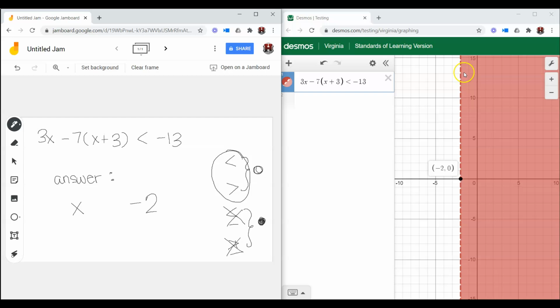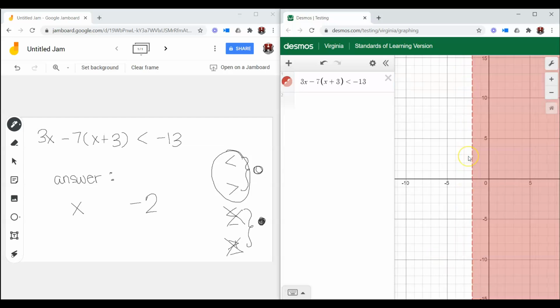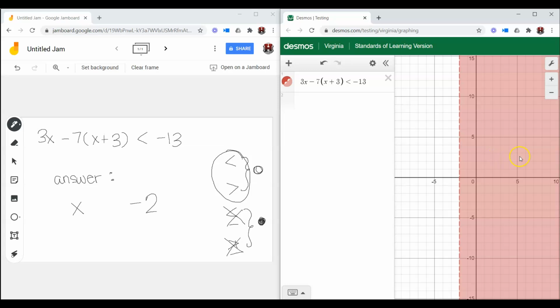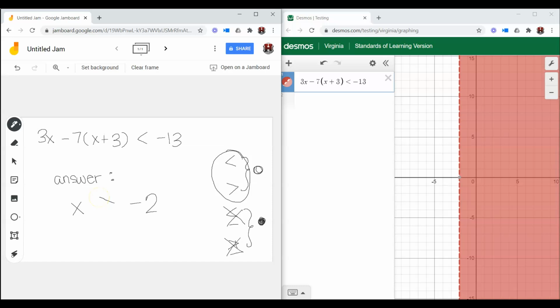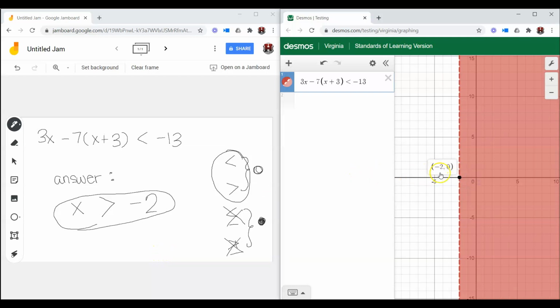Okay, notice that from the vertical line, the shading over here goes to the right. So there's my negative 2. All of the numbers over here to the right of that negative 2 would be greater than negative 2. So I'm going to pick this symbol because that actually points to the right. So the solution for this problem should be x is greater than negative 2. So this point right here is going to give you your number. So we're going to use negative 2 in our answer.